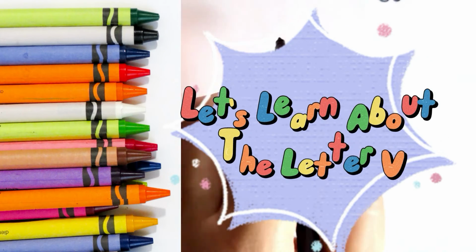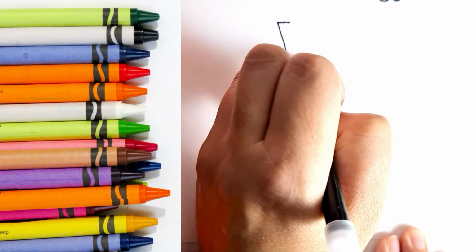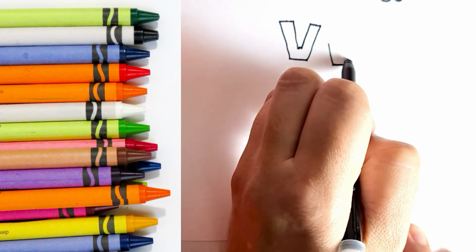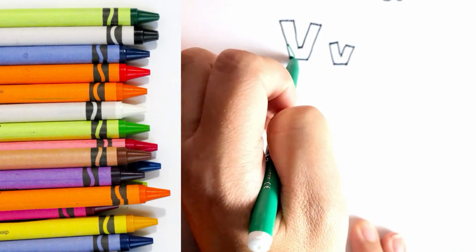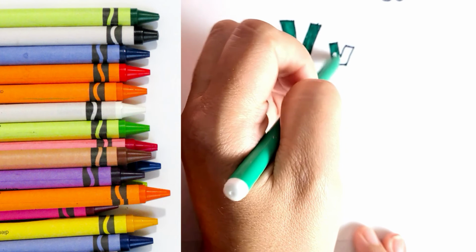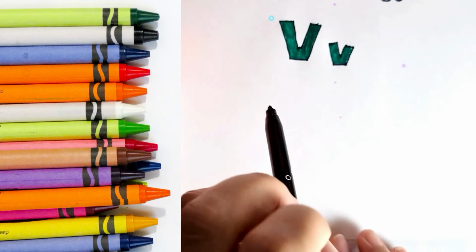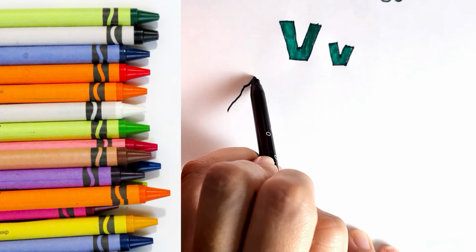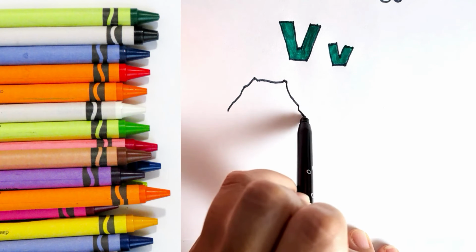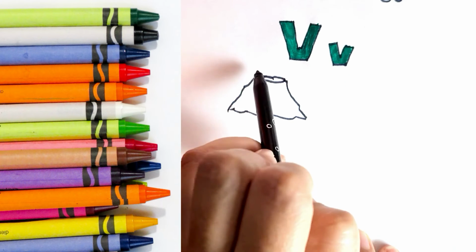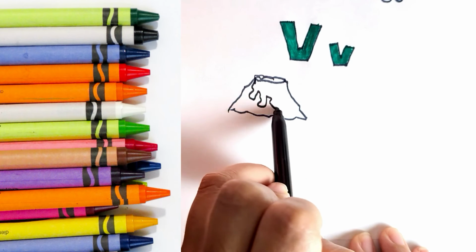Let's learn about the letter V. This is the letter V. It is the 22nd letter in the alphabet, and it is a consonant. This is the uppercase letter, and this is the lowercase letter. The letter V makes the sound z, z, z. V is for volcano, z, volcano.